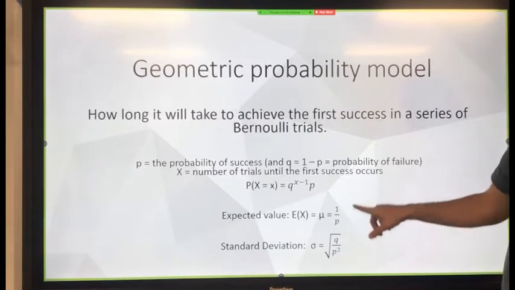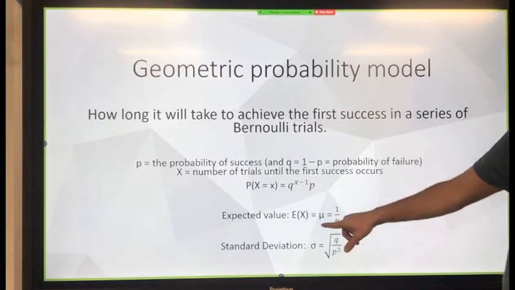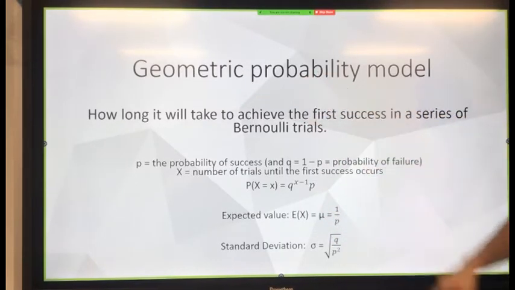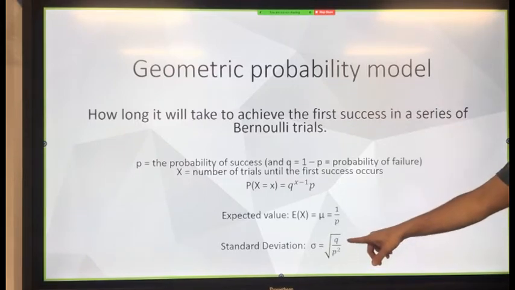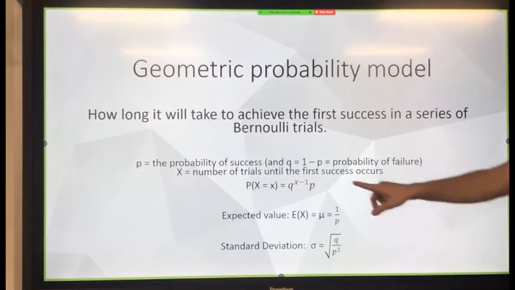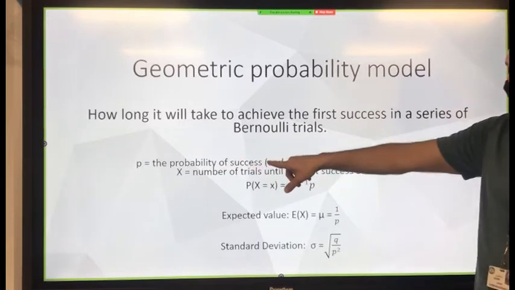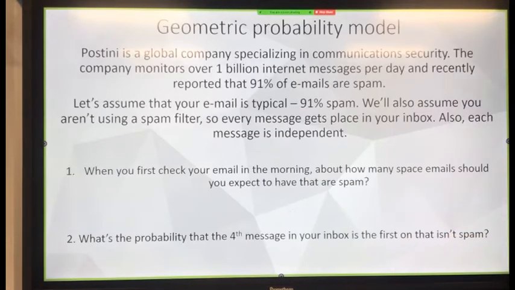But note, you will, I think, have to memorize how to find the expected value of a geometric probability. It's 1 over P, where P is your probability of success. Let's look at our first example.